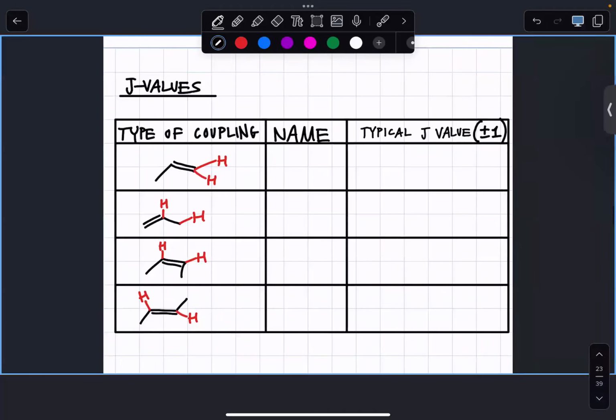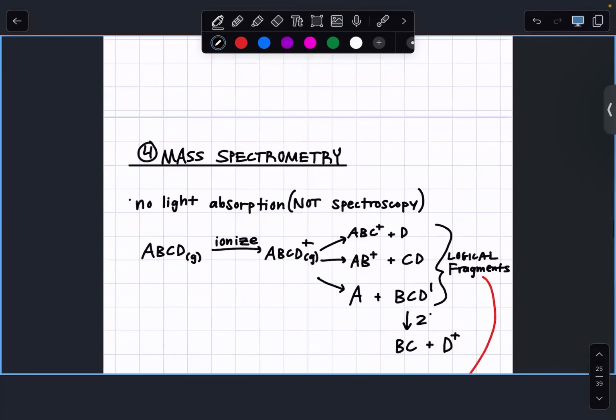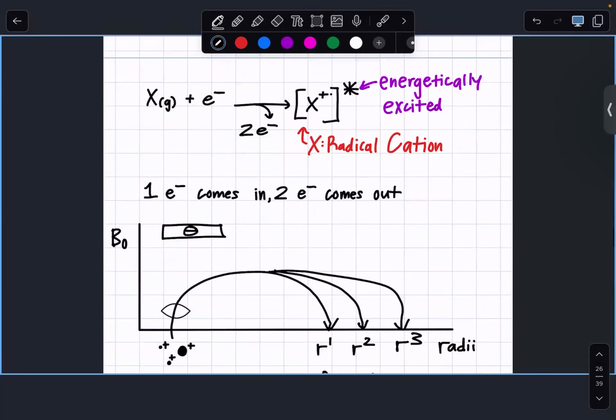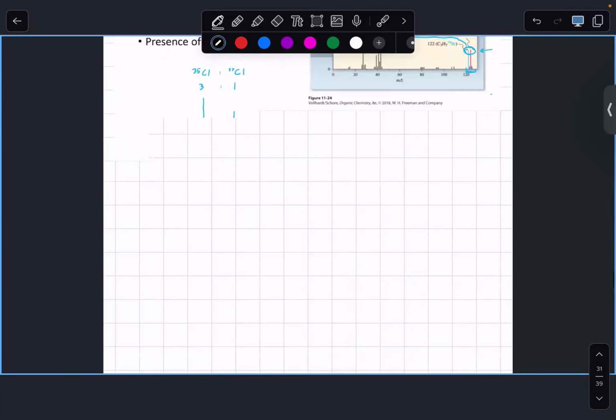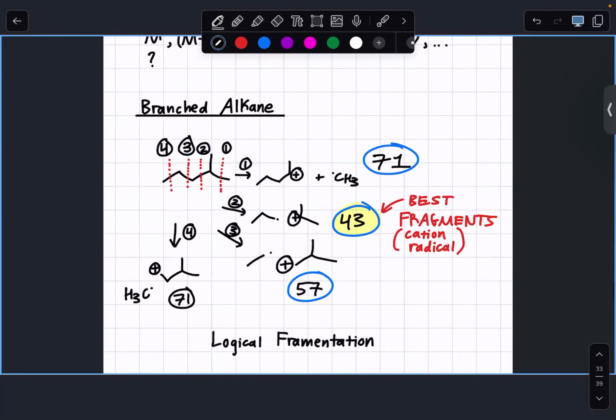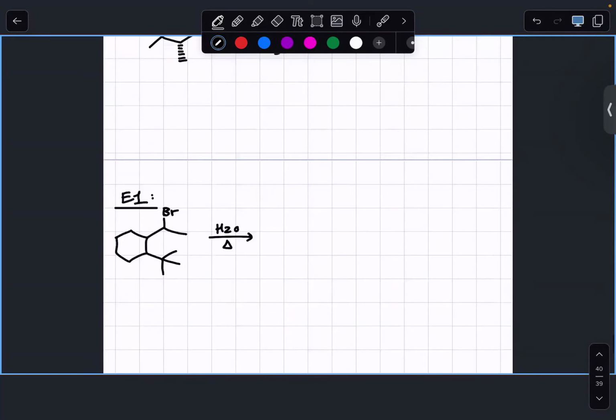Tomorrow we're going to finish up J values, what they mean, like the coupling constants, and do one practice problem on that, and then do the fragmentation with mass spec. And then after that, 118A review on how to make alkenes, E2, E1, dehydration of alcohols. Yeah, that's it.